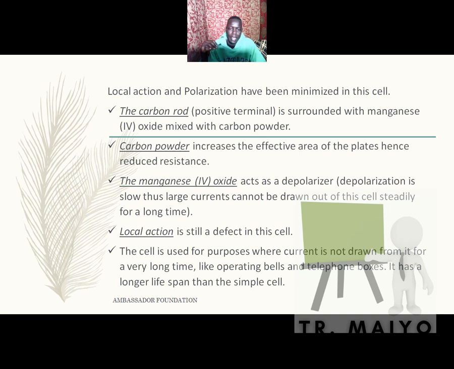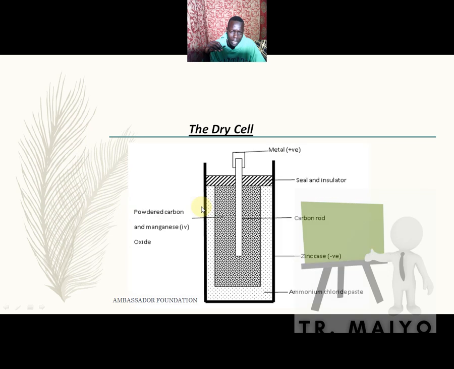This cell, the Leclanche cell, is used where a small amount of current is required. But if a large amount of current is required, then we will never advise you to use a Leclanche cell. So can you see the role of the carbon rod, the carbon powder, the manganese oxide, the local action? That is the Leclanche cell. Now, the improvement of the Leclanche cell takes us to what we call the dry cell. This is the last of the primary cells.